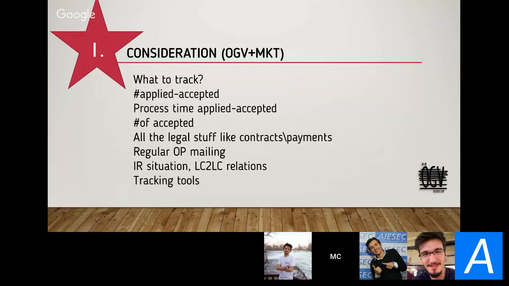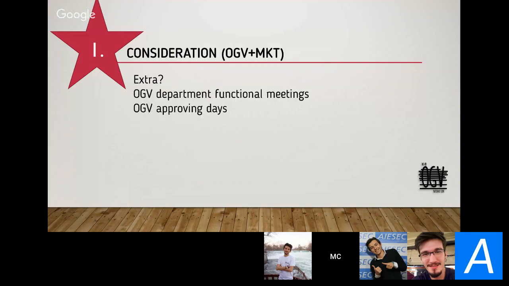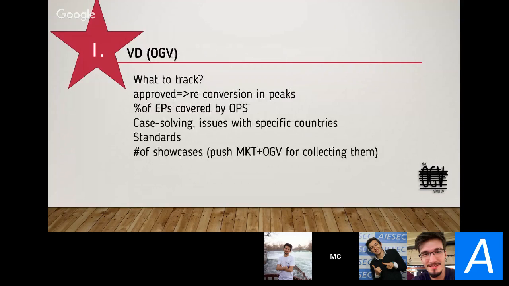Tracking tools, again, make sure they exist, make sure that your OGV updates them. What extra can be done? OGV department functional meetings and approving days, when all OGVs gather together for one day for 3 hours, and they do cold calls, they approve people, and so on. You don't need to organize it, of course. You are just tracking with your OGV VP that these team meetings exist and teamwork exists.